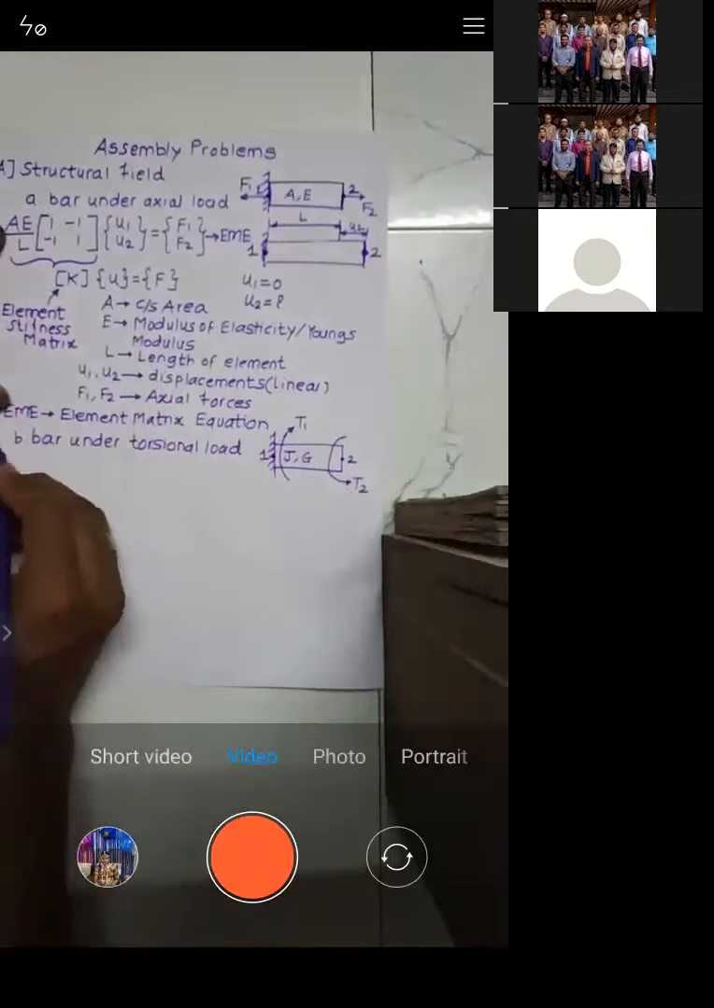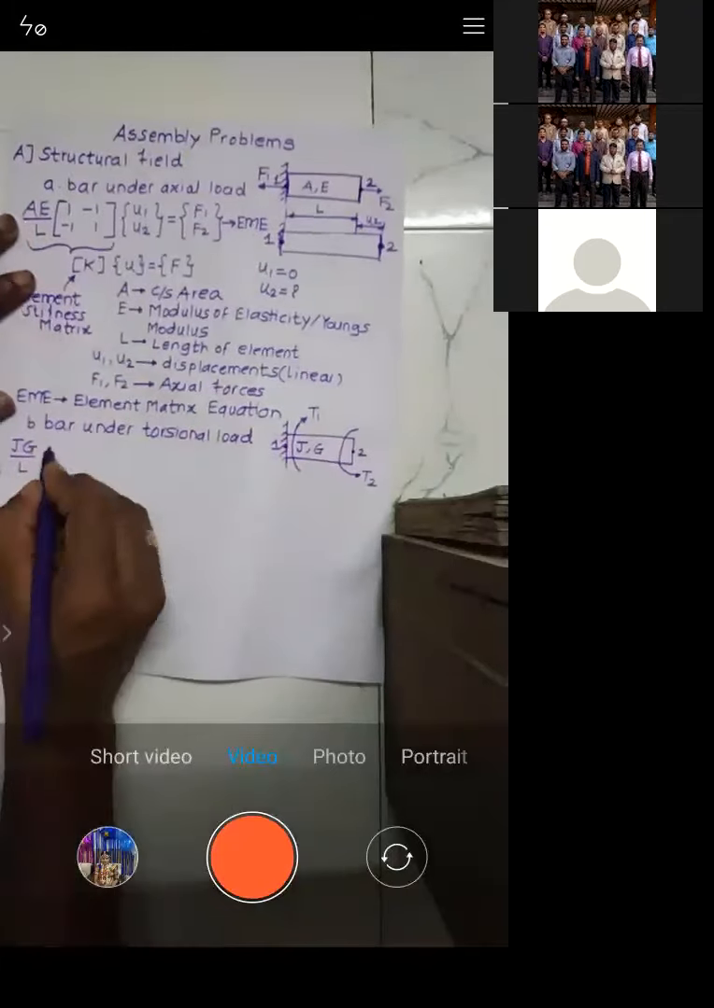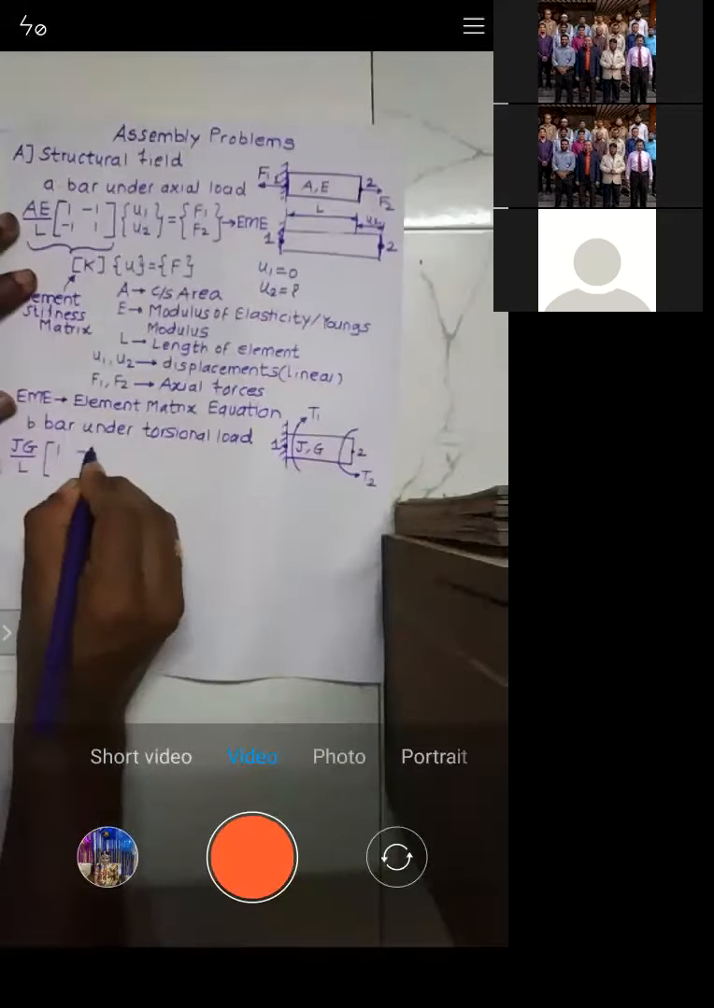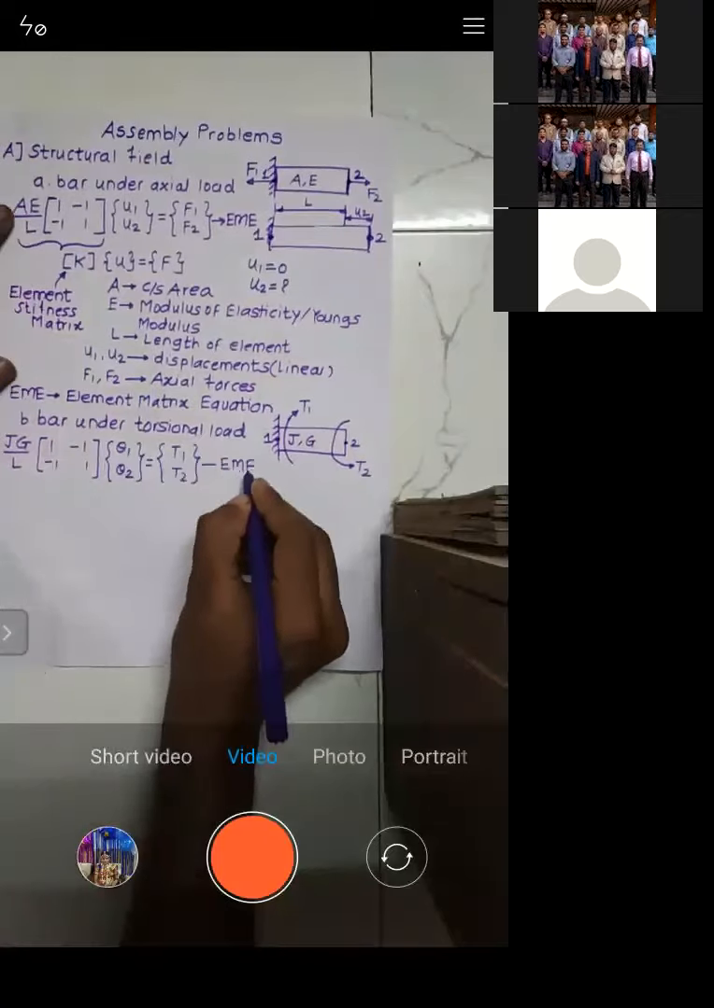It is given by JG by L, times the matrix [1, -1; -1, 1], multiplied by [theta 1; theta 2], which is equal to [T1; T2]. And as I told you, this is called the EME, the element matrix equation.